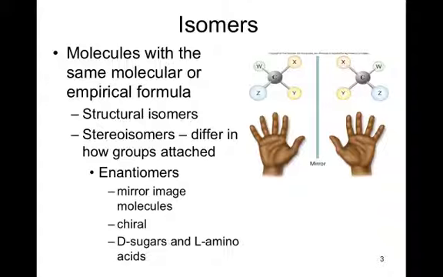Now, we're not chemists, so we won't get into too much detail here, but most of our sugars are D enantiomers, and most of our amino acids are L enantiomers. Don't worry too much about the details of isomers here. We'll examine some stereoisomers and structural isomers very shortly.